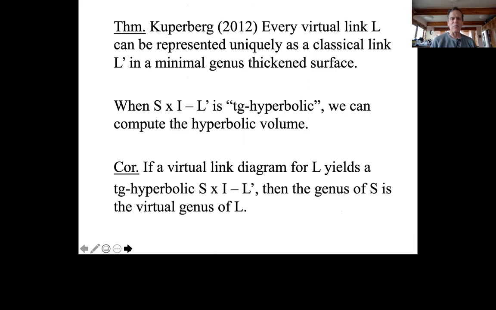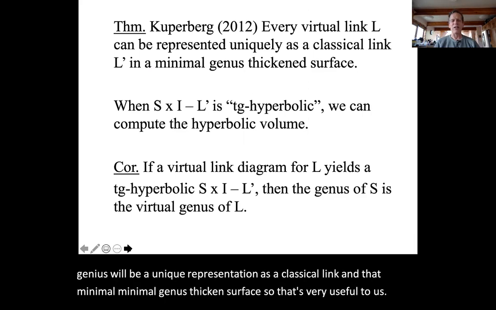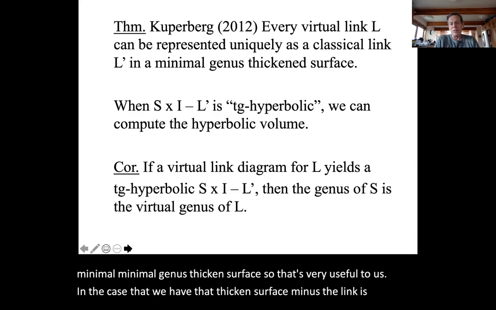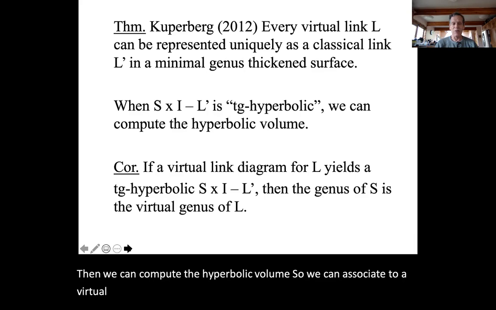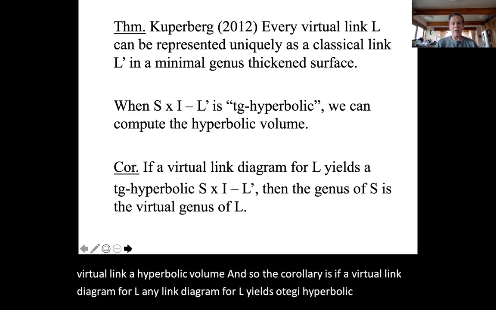In the case that the thickened surface minus the link is TG hyperbolic, then we can compute the hyperbolic volume. So we can associate to a virtual link a hyperbolic volume. And so the corollary is, if any link diagram for L yields a TG hyperbolic link complement in a surface cross I, then we can calculate the hyperbolic volume.